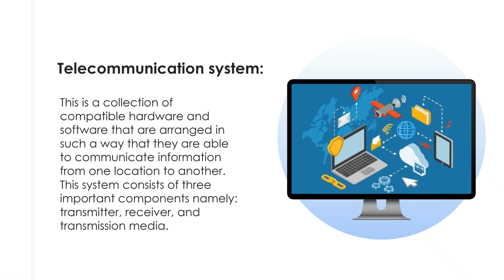So this leads us to a telecommunication system, which is a collection of compatible hardware and software arranged so that they can communicate information from one location to another. Every telecommunication system has 3 essential components. We have a transmitter, a receiver, and the transmission media connecting them. We shall talk about them when we reach networking. So think of a radio tower, your radio set, and airwaves between them.